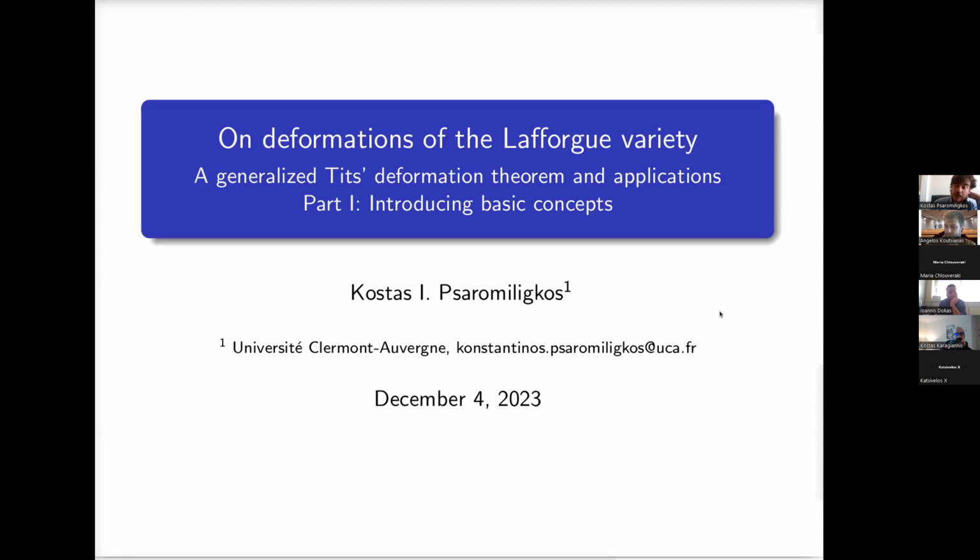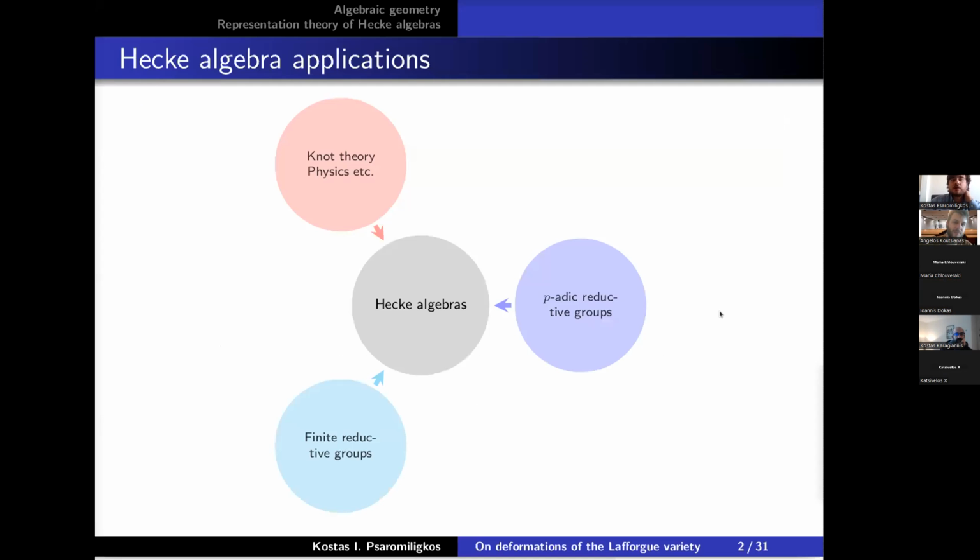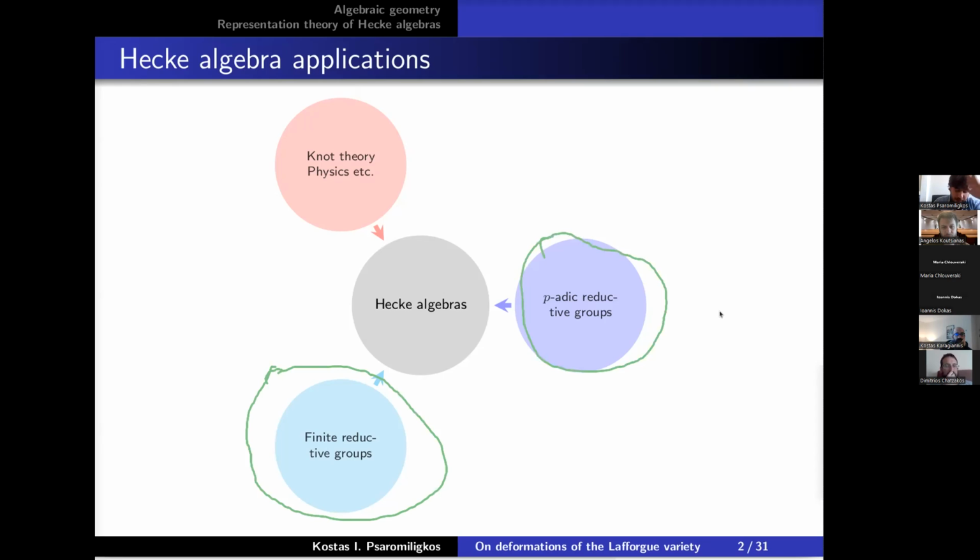So today we're going to do an introductory talk. Generally we will talk about Hecke algebras. This is a kind of algebras that we get from various areas. They appear in knot theory, physics, and other areas, but we mostly consider them as coming from reductive groups. If you're not familiar with reductive groups, just think GLN, SLN, this type of groups.